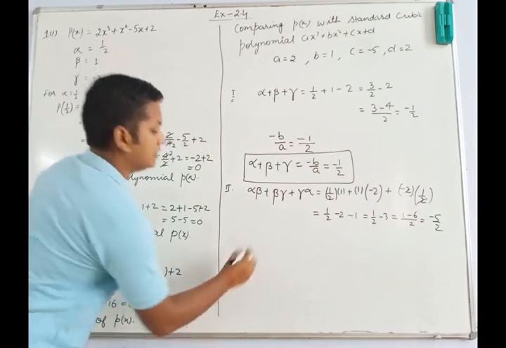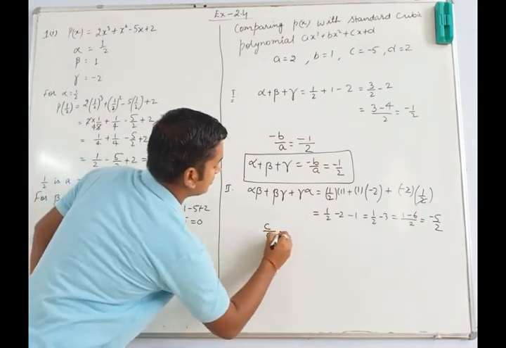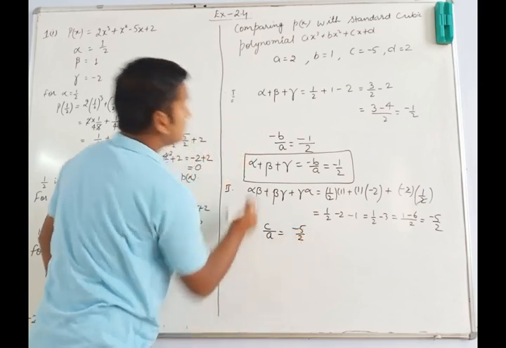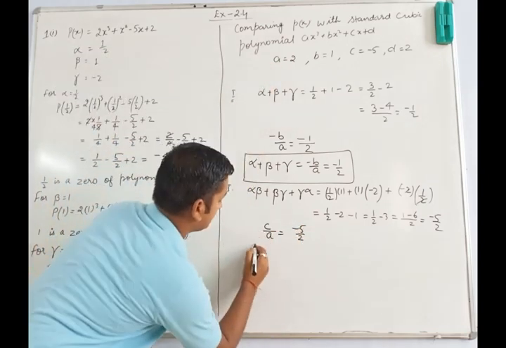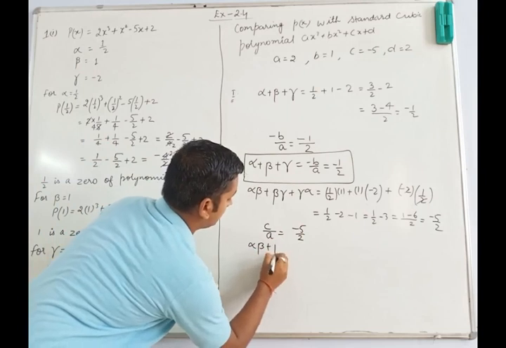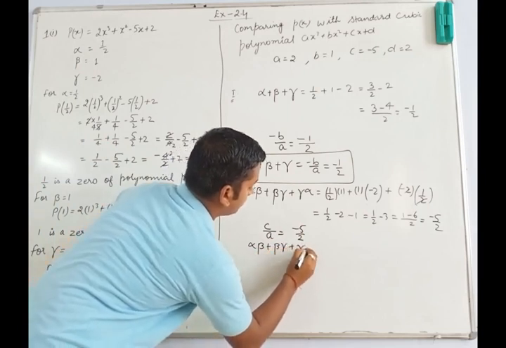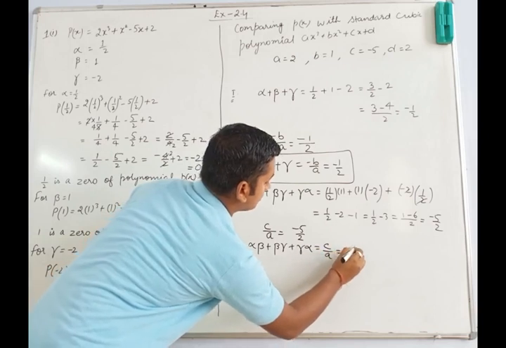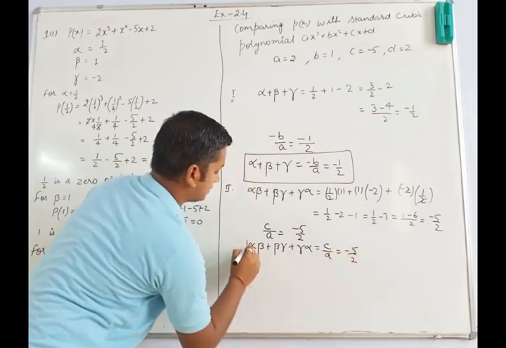And c upon a is what? c is minus 5, a is what? 2. So you can say that alpha beta plus beta gamma plus gamma alpha equals c upon a equals minus 5 by 2. So the second relationship is also verified.